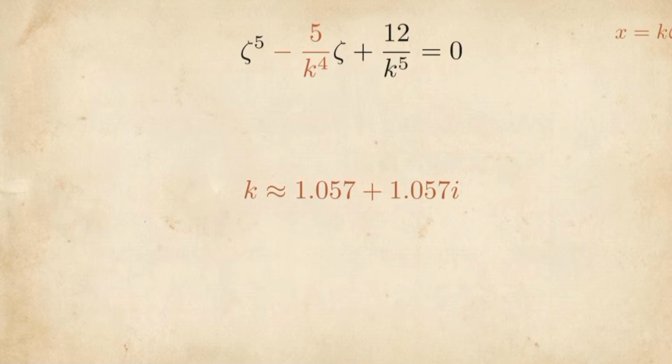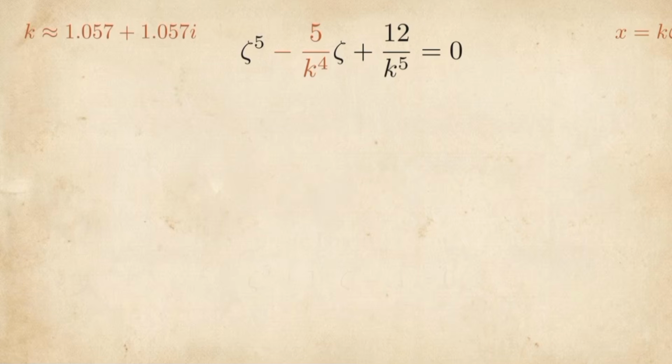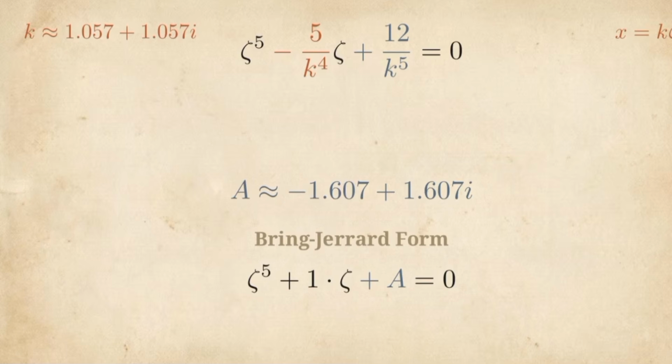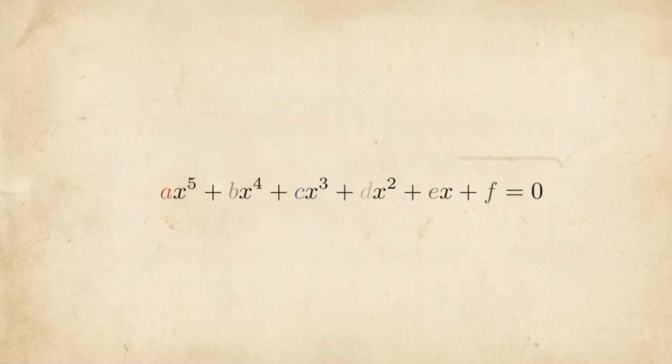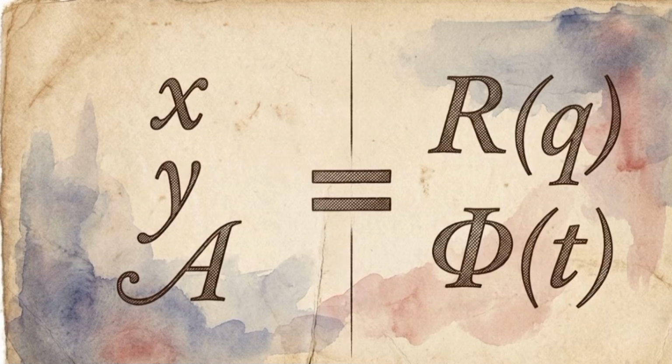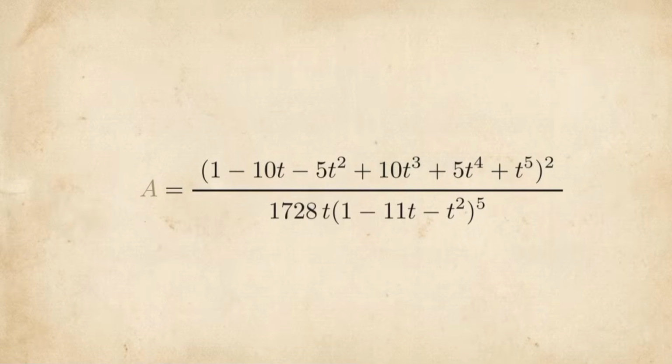We use k to calculate the final parameter, a, by dividing 12 by k to the fifth power. This derivation gives us a numerical value for a of approximately minus 1.6077 plus 1.6077i. Through these scaling transformations, the infinite variability of the general quintic is now concentrated into the single computable parameter a. Klein's modular equation allows us to transition from algebraic parameters into the modular domain.